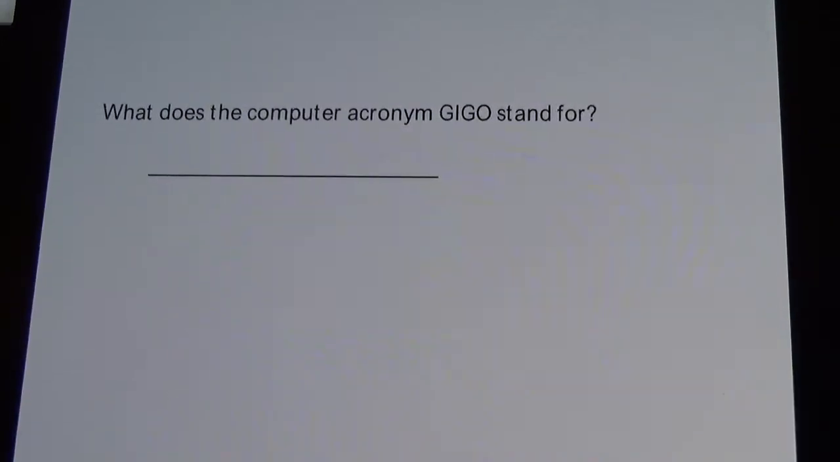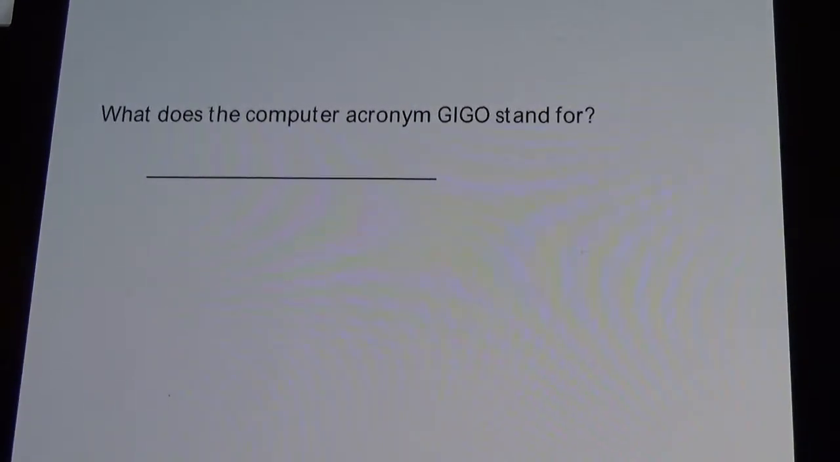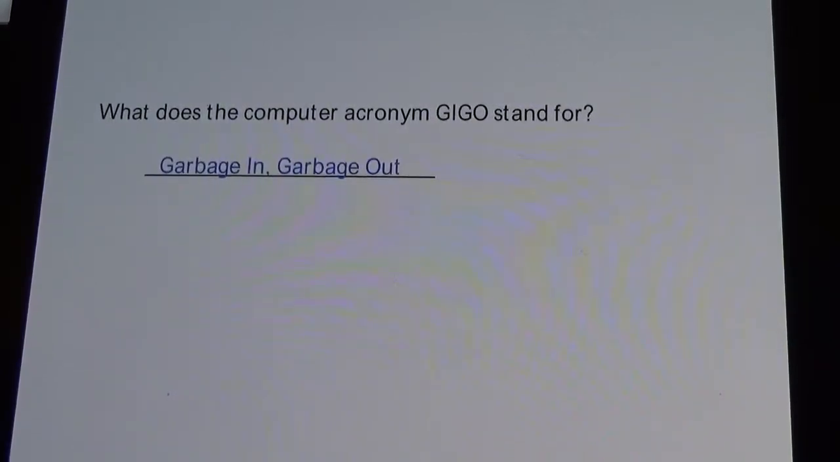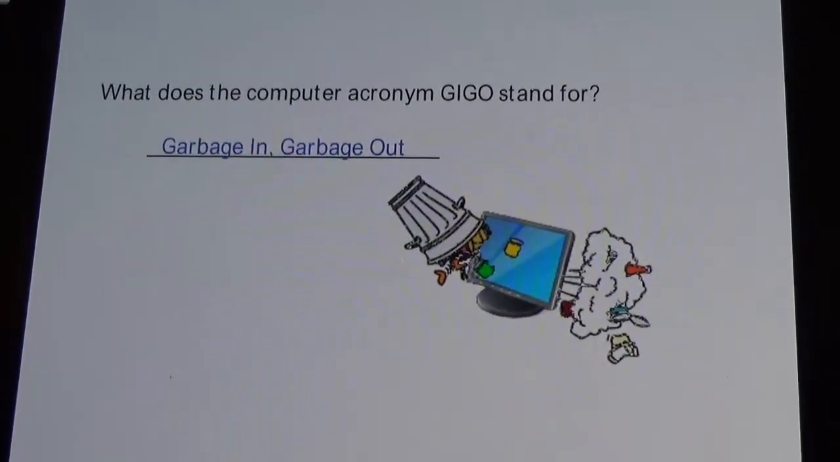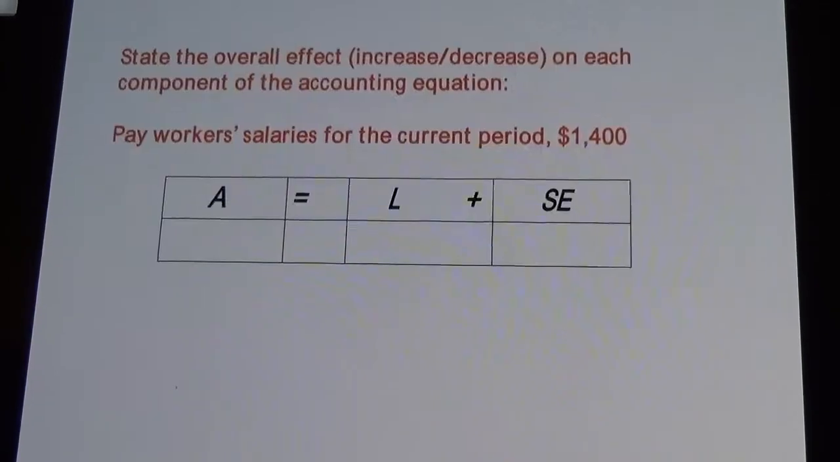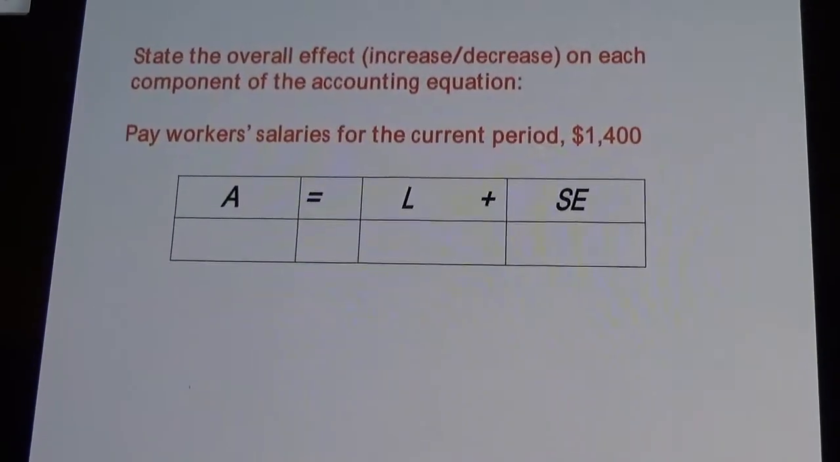And a commercial break. What does the computer acronym GIGO stand for? And the answer is it stands for garbage in, garbage out. If you don't put good stuff into the computer, you won't get good stuff out. Okay, commercial break is over.